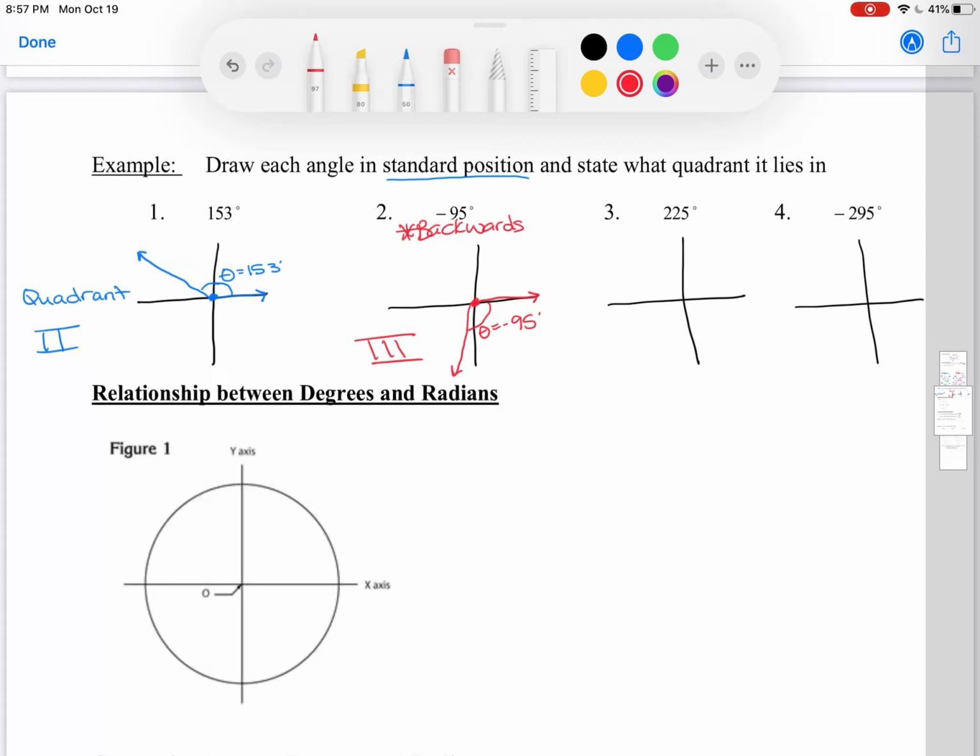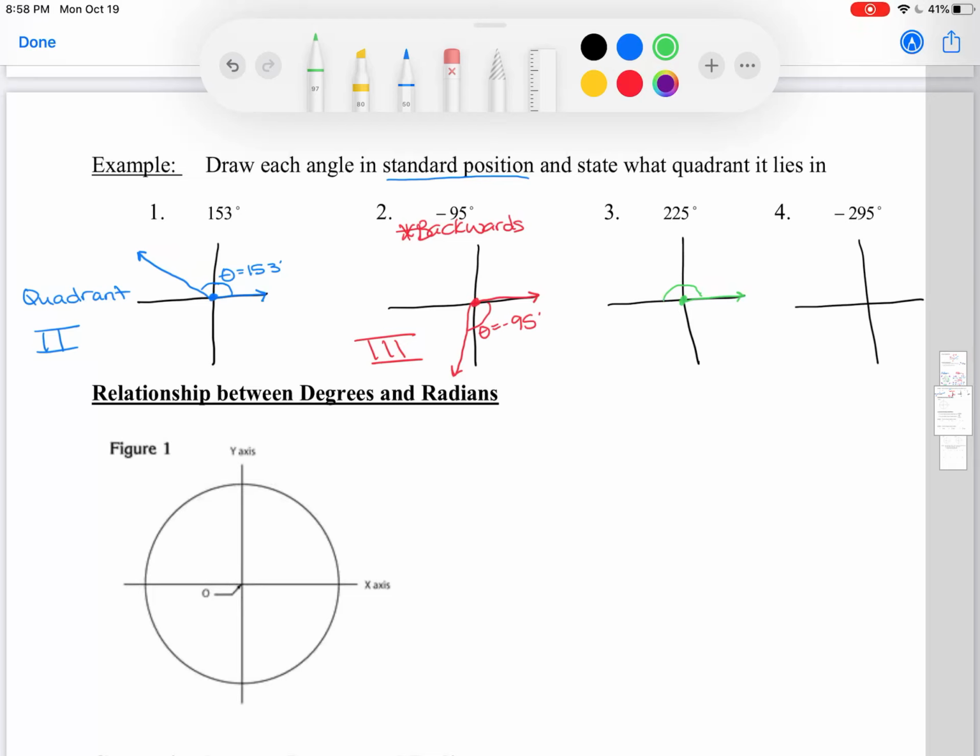I'm still going to say that it's still in quadrant 3 at the end of the day. Okay, all that the negative angle is telling me to do is just to open up the other direction, the clockwise direction, as opposed to the counterclockwise. So I'll go ahead and try question 3 here.